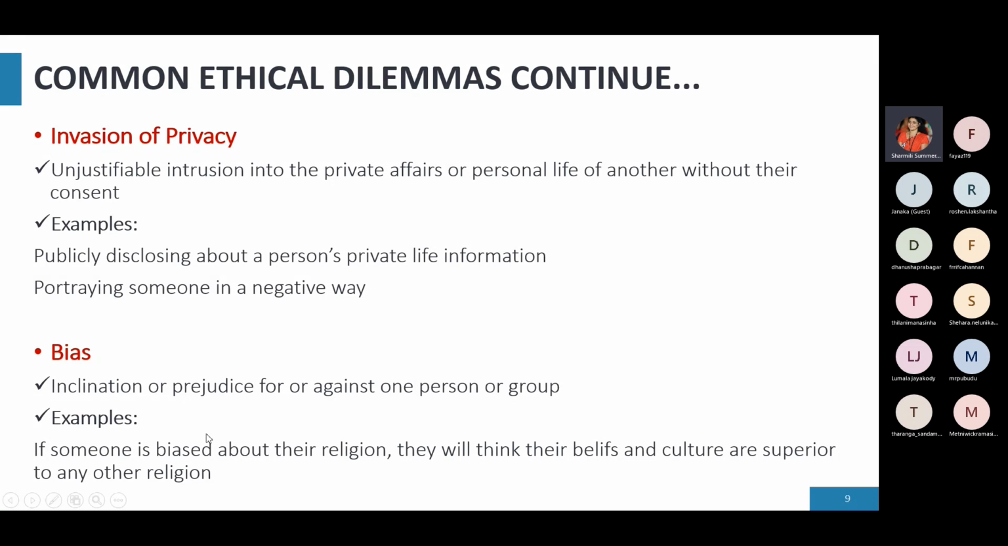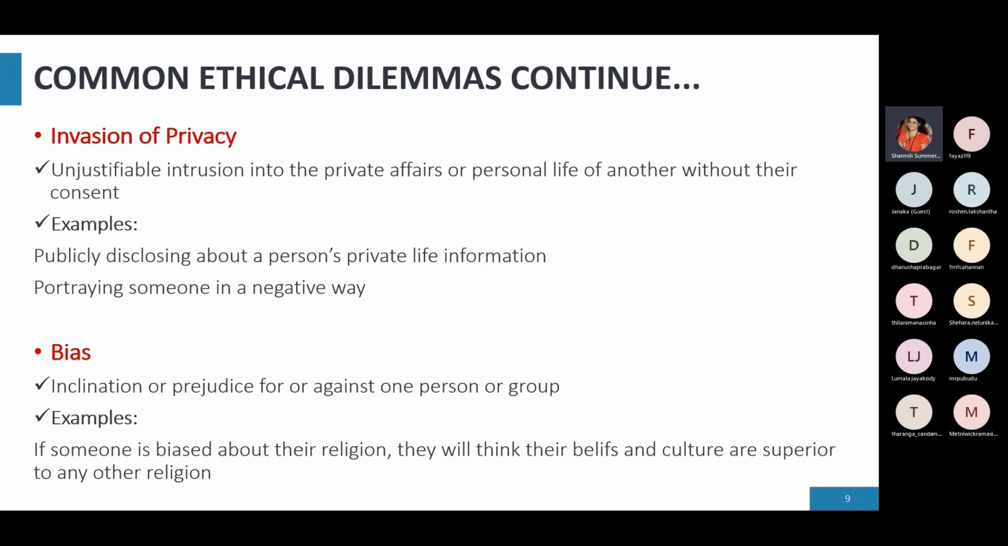And another thing, portraying someone. Portraying means we are addressing, explaining or introducing one person to another person in a negative way. So we are creating a bad impression about that person. It is also a kind of invasion of privacy.